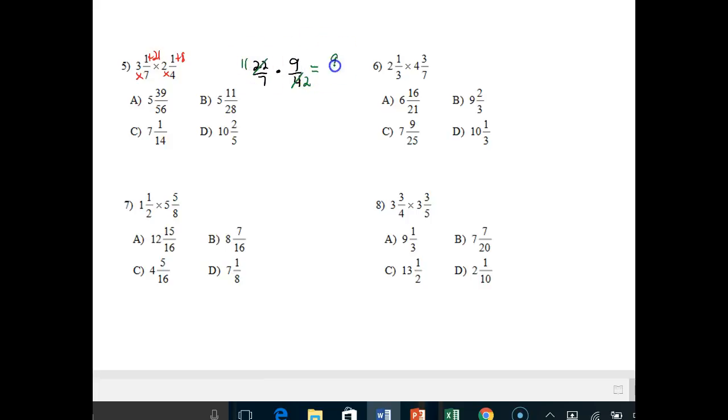11 times 9 is 99. 7 times 2 is 14. You have your reference sheet, use your multiplication chart. Don't freak out just because you have 14. So 14 goes into 99 7 times. That gives you 98 with 1 left over. So we get 7 1/14. So circle your answer here and circle your answer here.